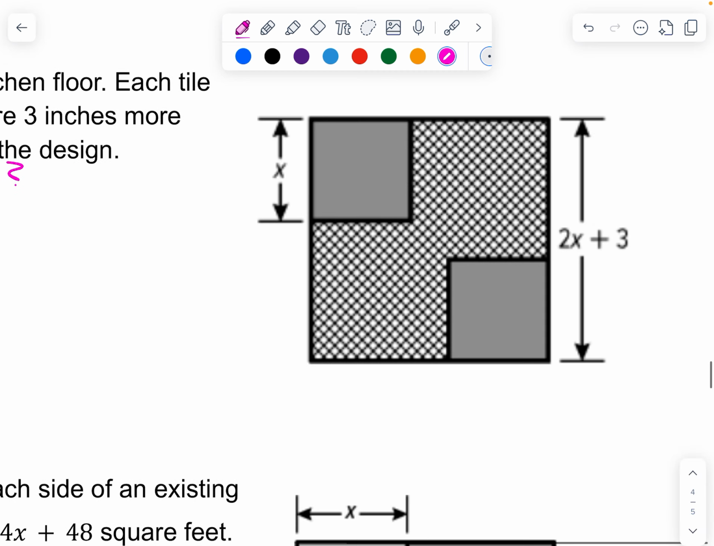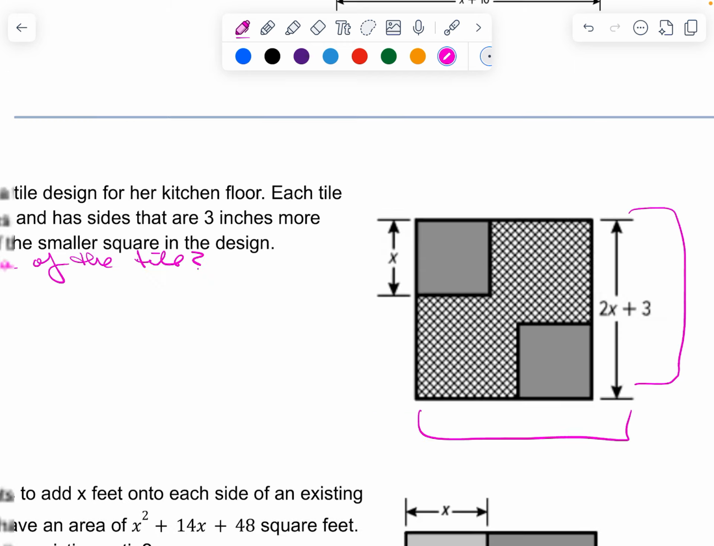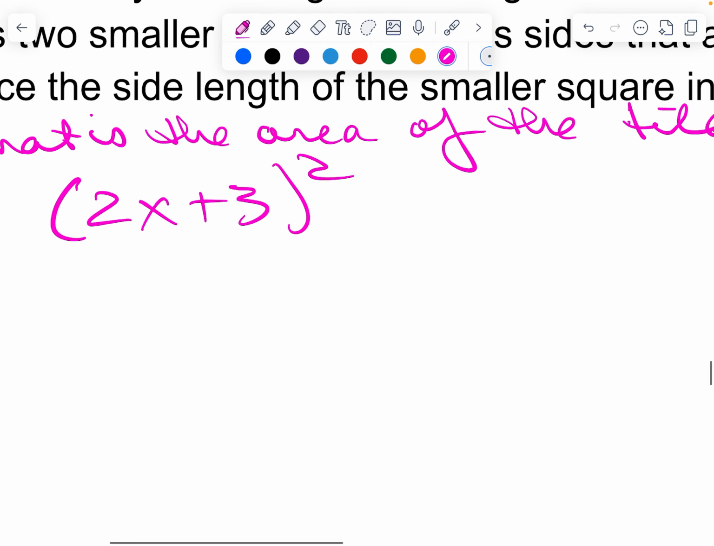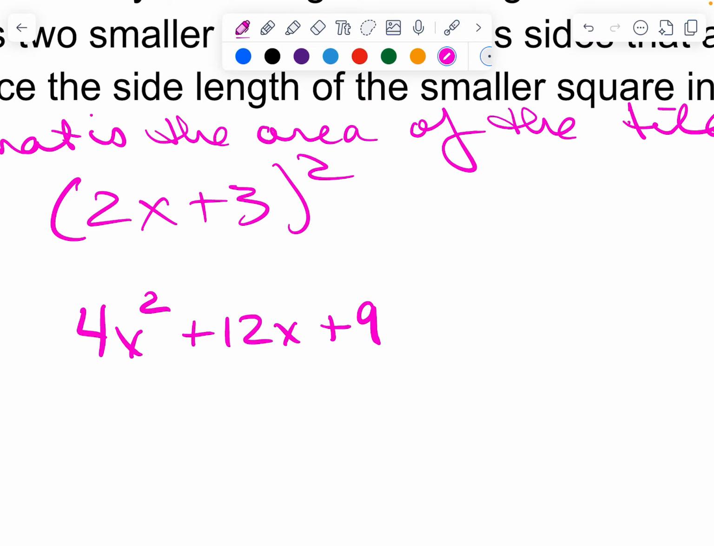So this is a square. So if this side is that amount, it's the same here. So you find the area by multiplying them together. So I have 2x plus 3 all squared because that's the area. So I get 4x squared plus 12x plus 9.